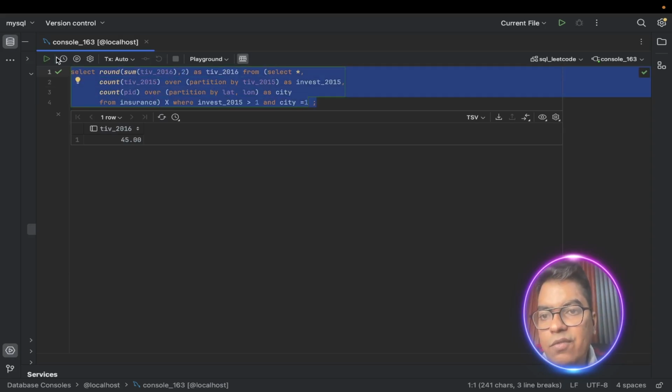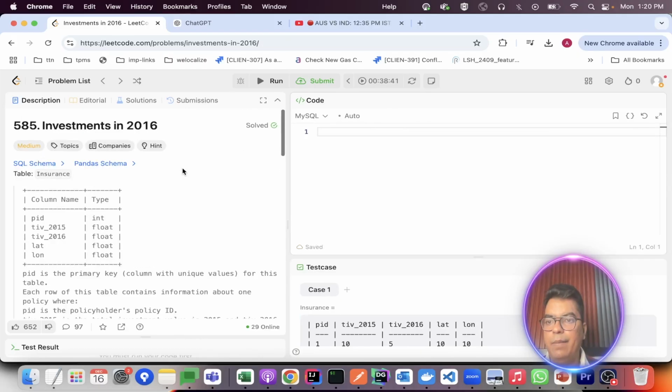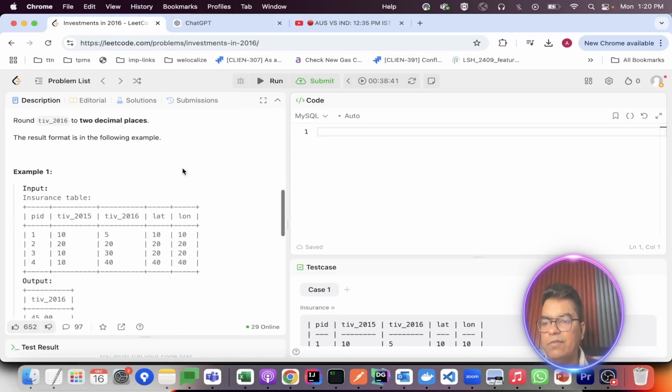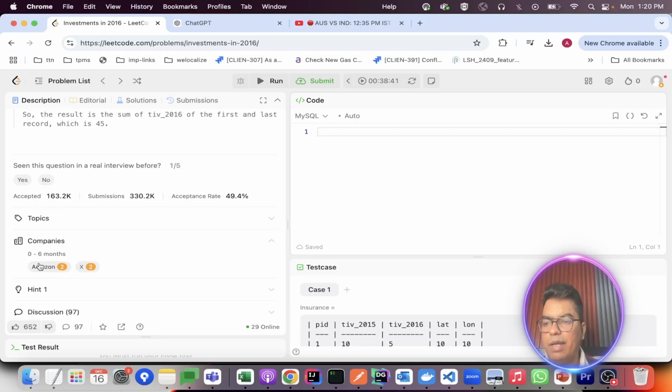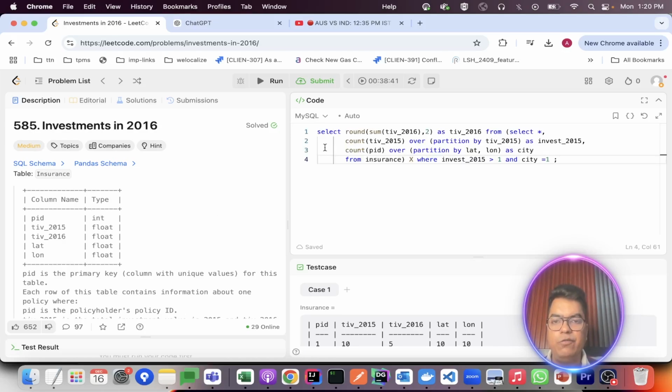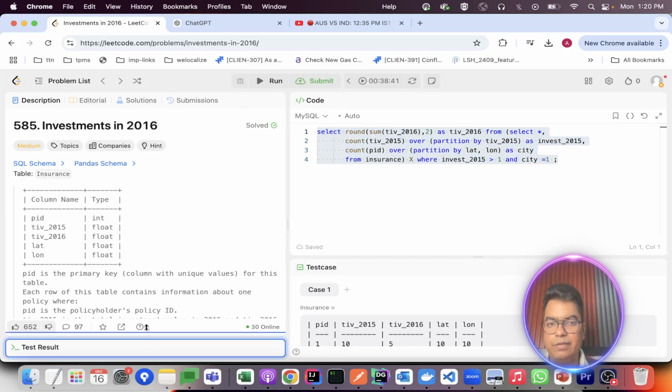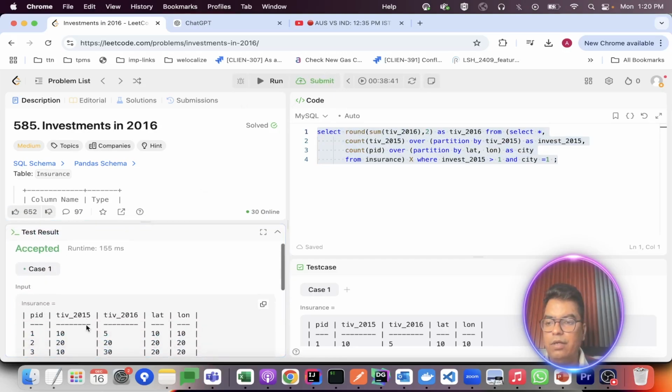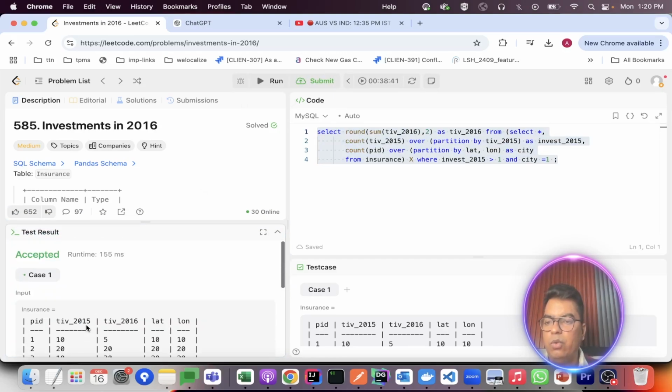Let me see whether there is any syntax error or any failed test case. I am in LeetCode and you can clearly see in which companies it has been asked. It has been asked in Amazon and Twitter, and this has been marked as medium in LeetCode. I have already explained this question. I am just going to paste my solution to check for any syntax error against test case number 1. It has been easily accepted, no syntax error. Let me submit for all the test cases.